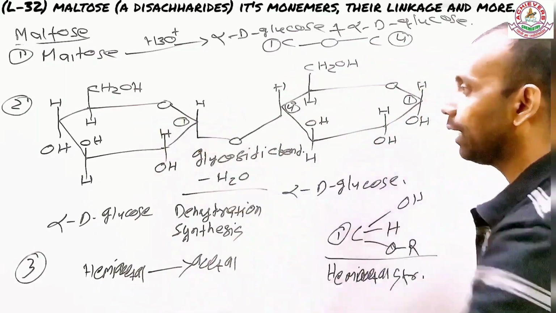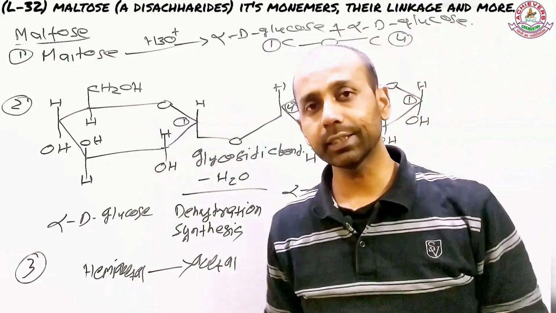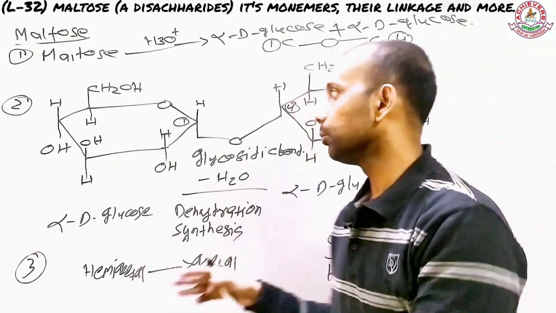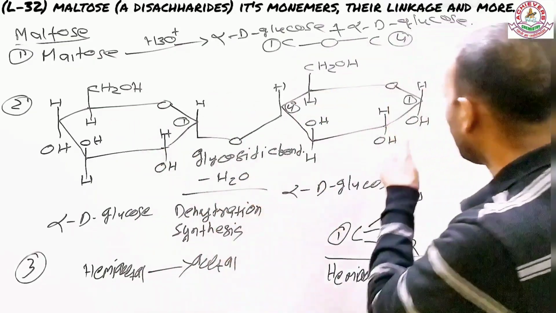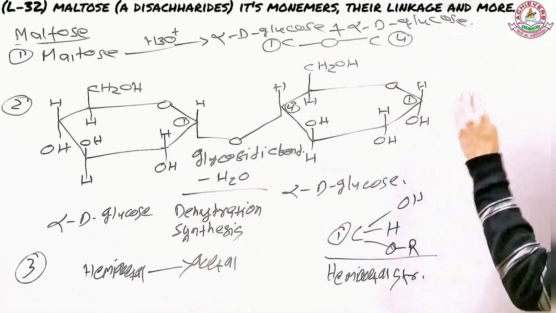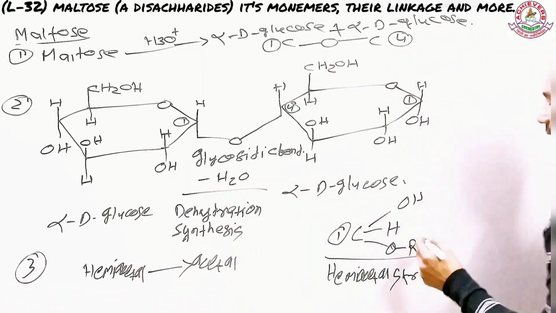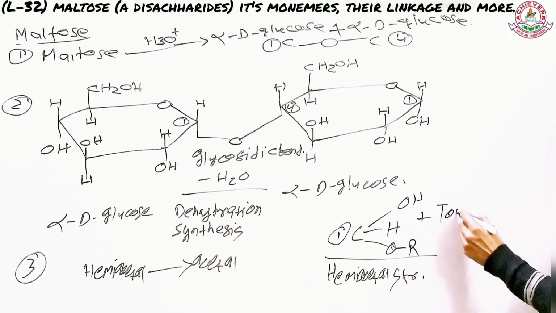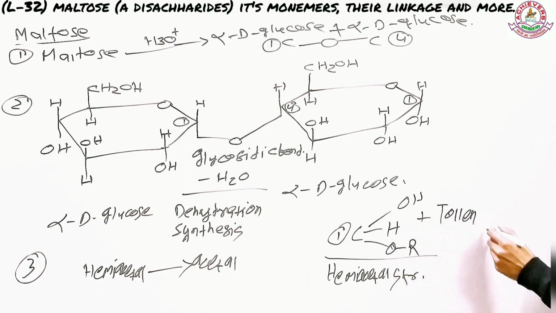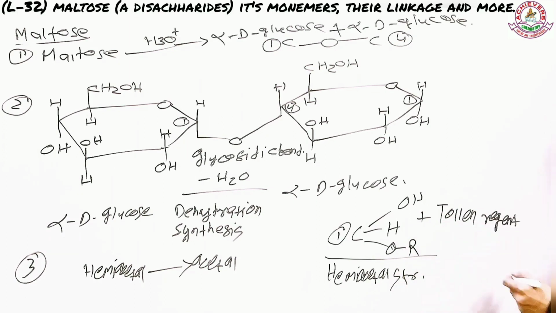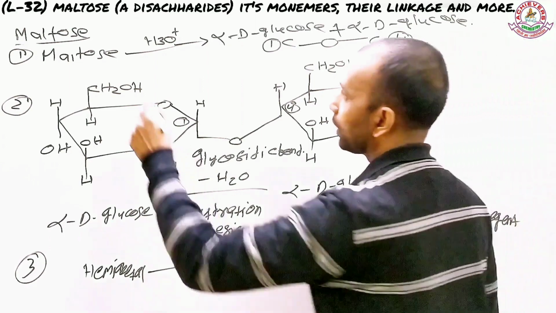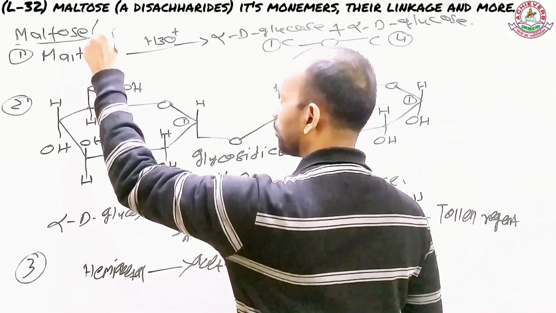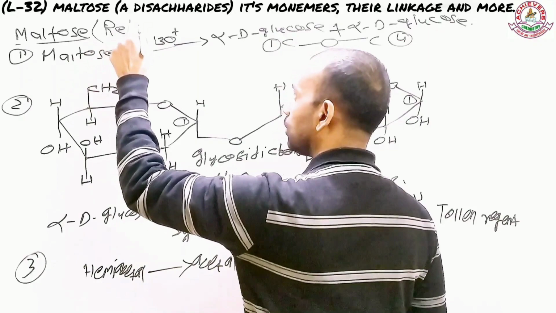So this part will not act as a reducing unit, but since maltose is a combination of both of these and there is one hemiacetal right here, this will react with Tollens reagent, and therefore we can say that maltose is a reducing sugar. So I am concluding this is also reducing.